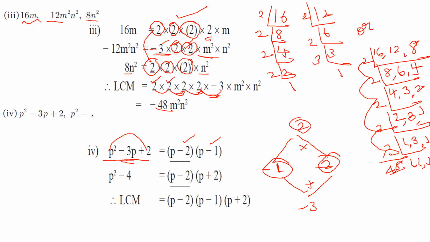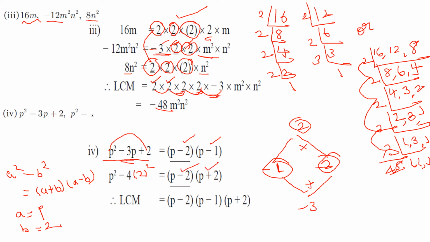4 means that is 2 squared. This one is an algebraic identity only. a squared minus b squared equal to a plus b into a minus b. So here what is a? a is p and b is 2. Therefore we can write it as p plus 2 into p minus 2.